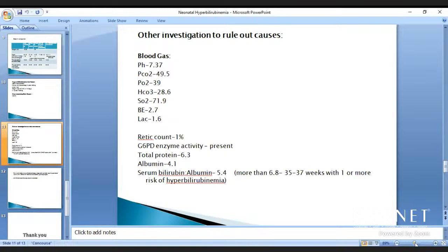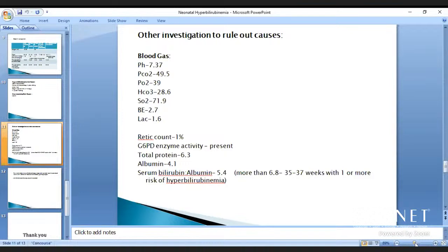In other investigations, we have done to rule out other causes of hyperbilirubinemia, which includes blood gas, which was done on receiving, which is normal with a pH of 7.37, which shows hemodynamic stability of the baby on receiving, with a retic count of 1%, and G6PD enzyme activity was present. Total protein was 6.3 with albumin of 4.1, serum bilirubin and albumin ratio is 5.4.